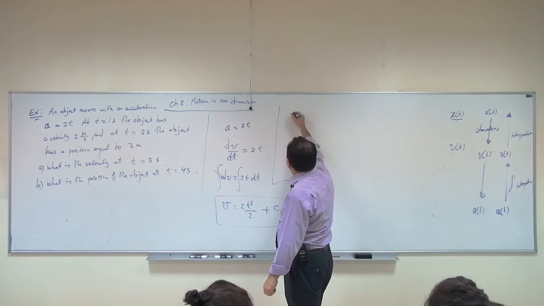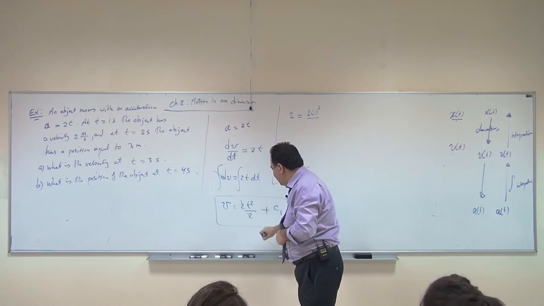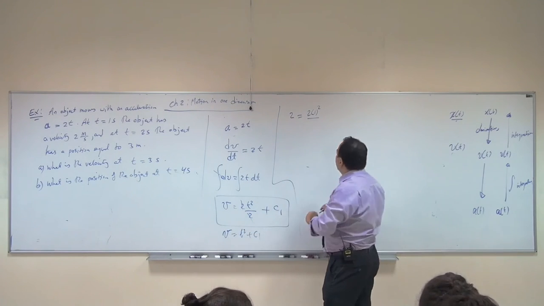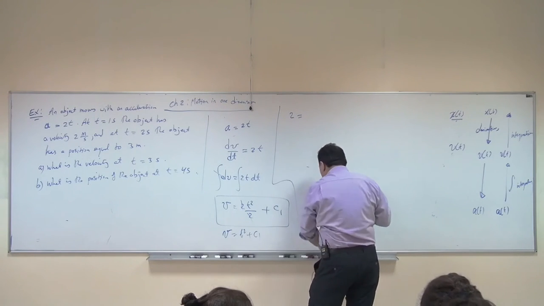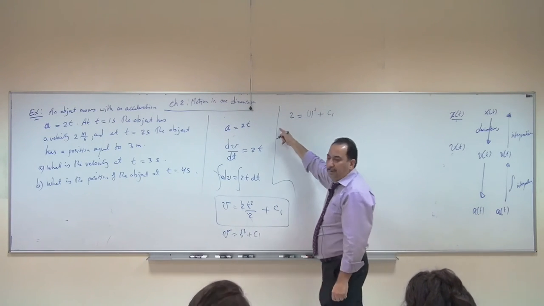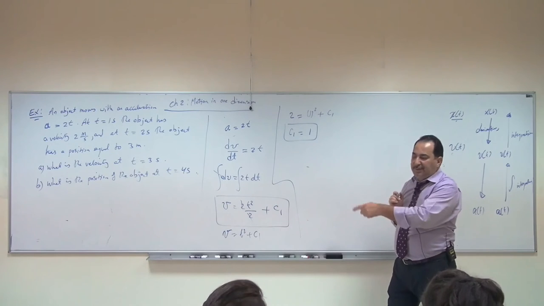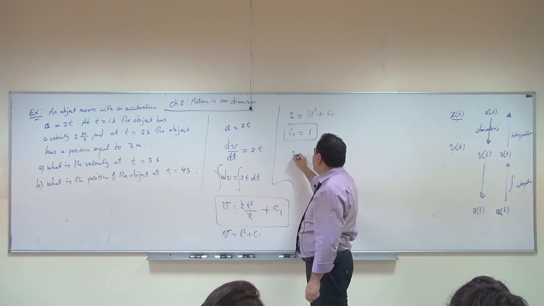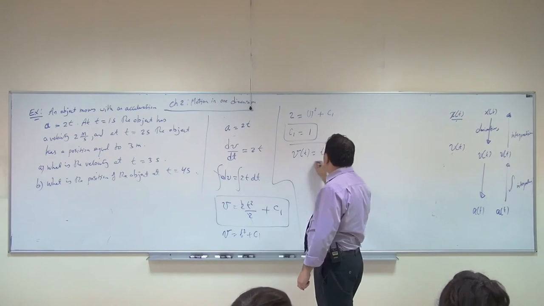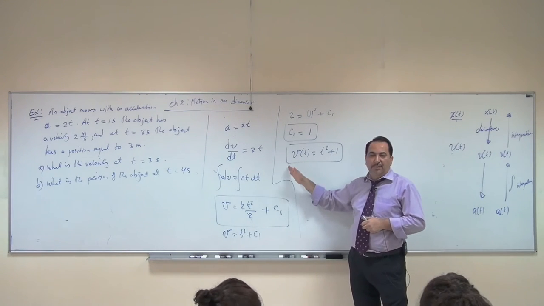v is 2. t is 1. 2 by 1 squared over 2, of course the 2 with 2 cancel. So your velocity is t squared plus C1. So we have 1 squared plus C1. Take the 1 to the other side. So C1 is equal to 1. Now I put C1 back in the equation. So my velocity equation is now v of t equals t squared plus 1. Okay? Now I have an equation which links time to velocity.